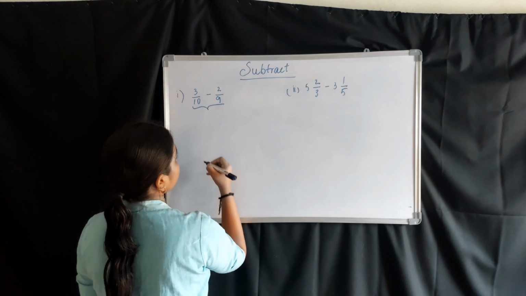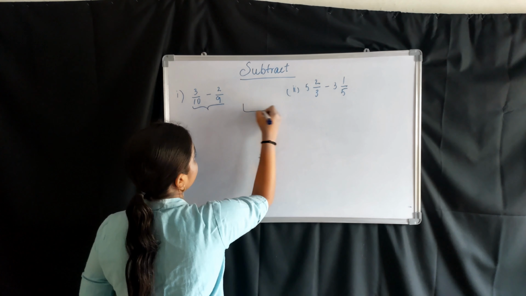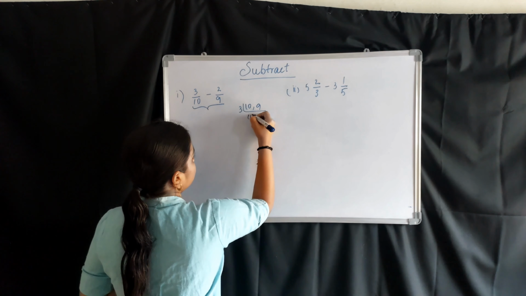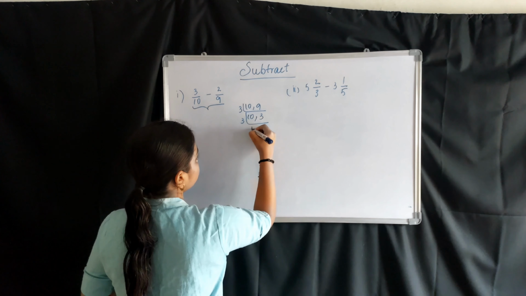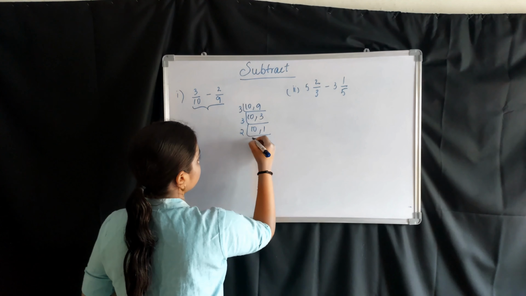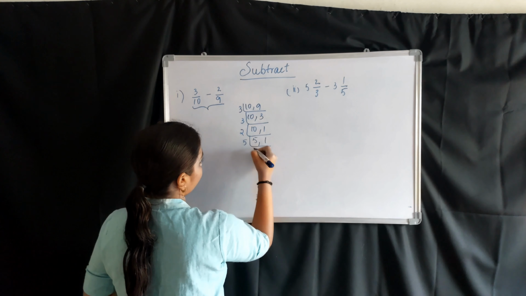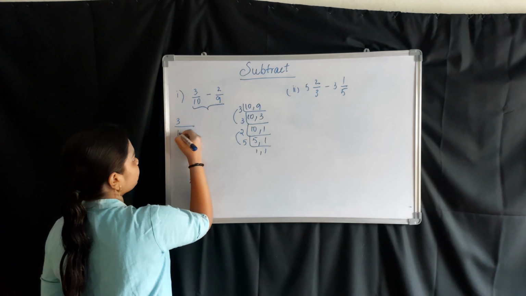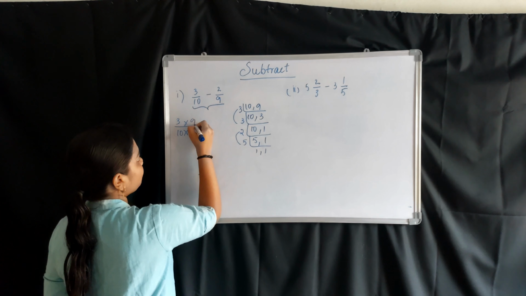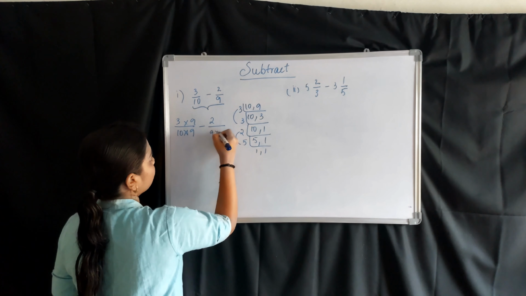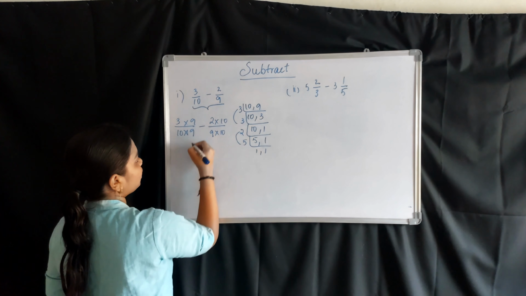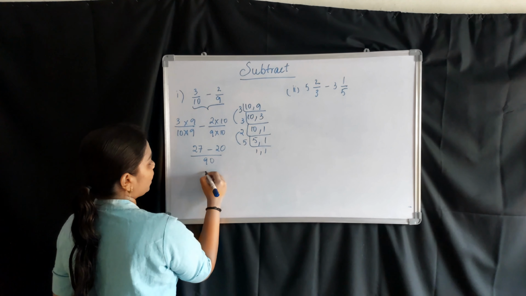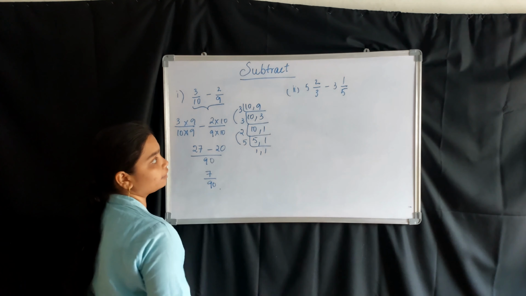Moving on with this, we have denominators 10 and 9. That means we will have to do the LCM. So the LCM is 10 into 9, 90. So I'll make the denominators the same. This becomes 27 minus 20 by 90. And the answer is 7 by 90 for this.